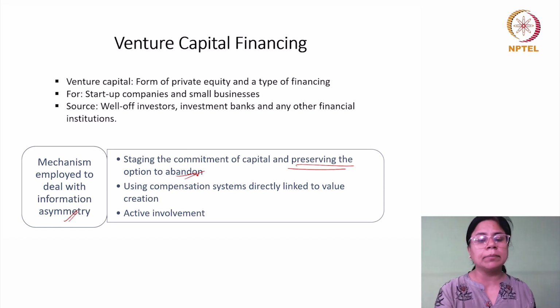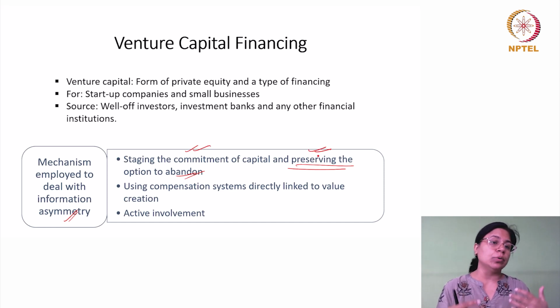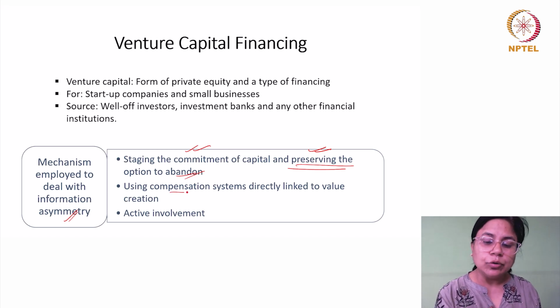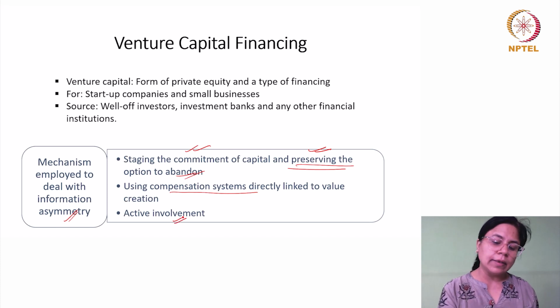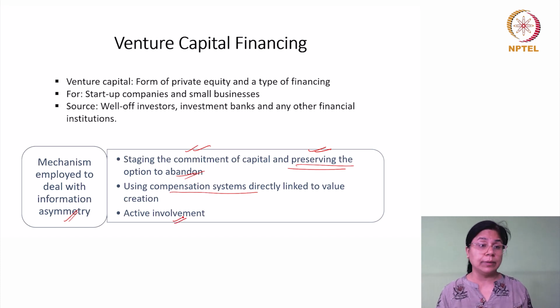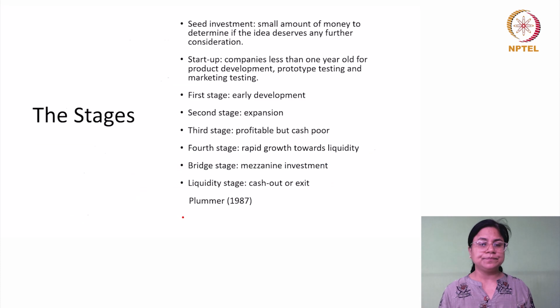So staging the commitment with the right to leave as per the choice can be a way to deal with the information asymmetry. Apart from that, using a compensation system which is directly linked to the value creation, if you do this much then that much, etc., that is another option. And of course the active involvement, being engaged with the startup as such, being engaged with the entrepreneur in order to figure out what is going on. So these are the different stages which have been identified with respect to the investment.